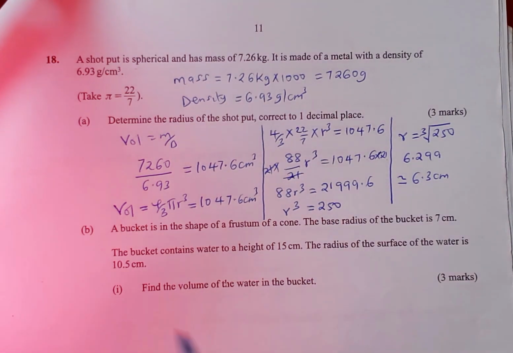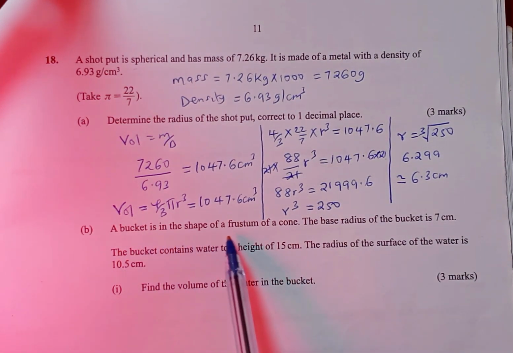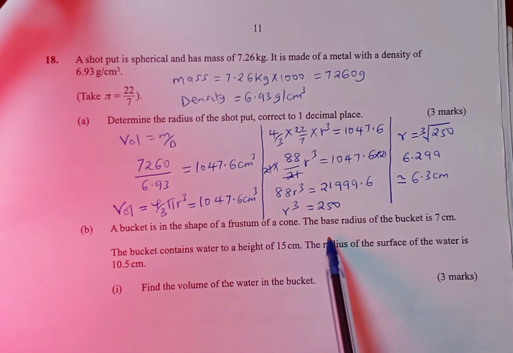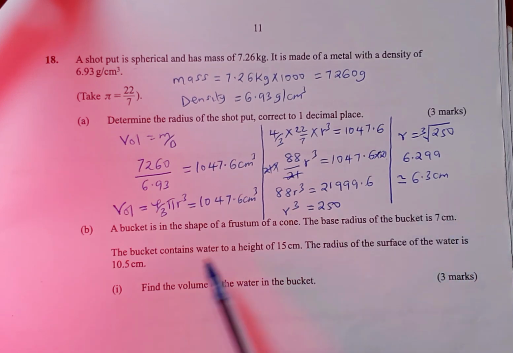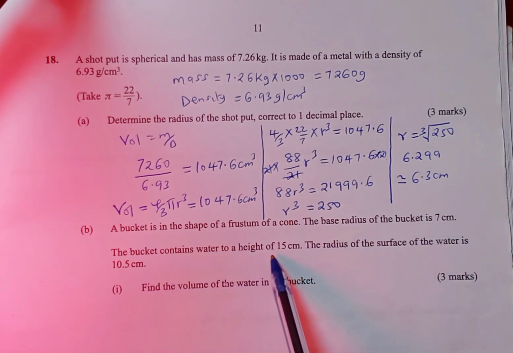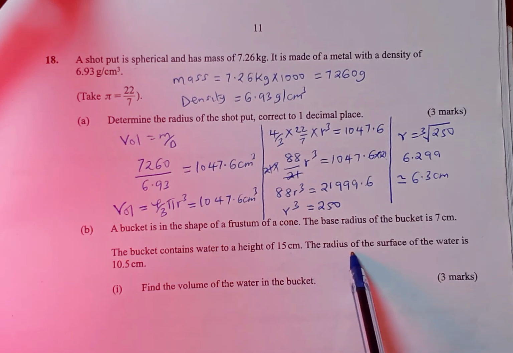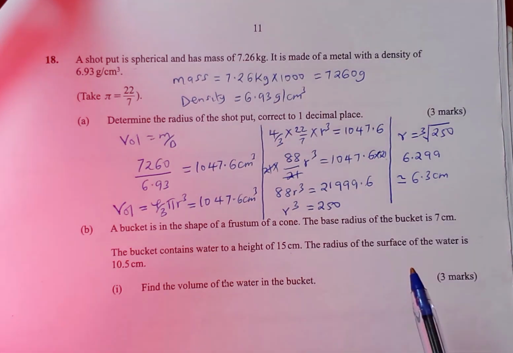We go to part B. A bucket is in the shape of a frustum of a cone. The base radius of the bucket is 7 centimeters. The bucket contains water to a height of 15 centimeters. The radius of the surface of the water is 10.5 centimeters. Find the volume of the water in the bucket.